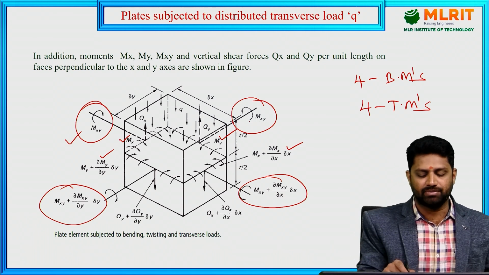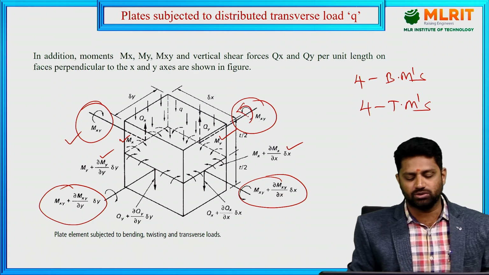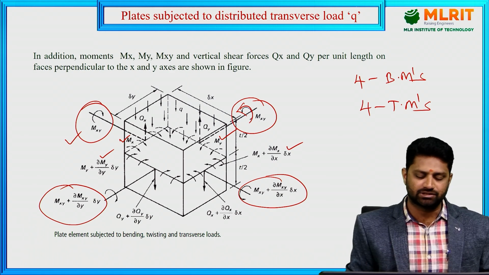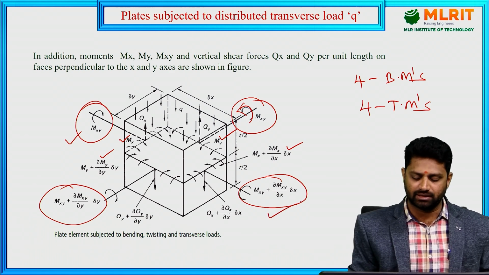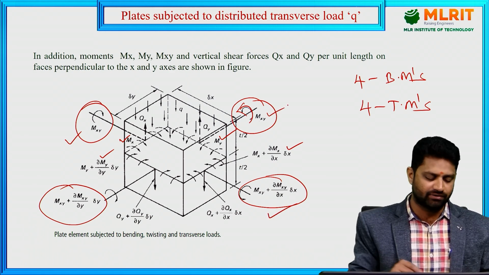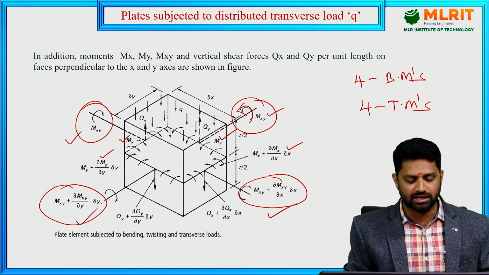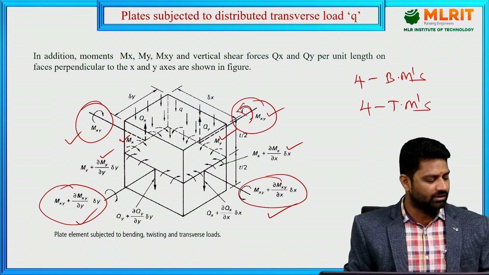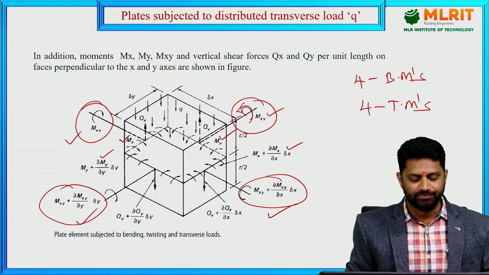Now this mxy here is applied parallel to the y-axis. So these mxy will give an increment, and again this mxy will give another increment. So totally there are 4 twisting moments along with 4 bending moments that are applied for the thin plate, that is, for the small lamina.